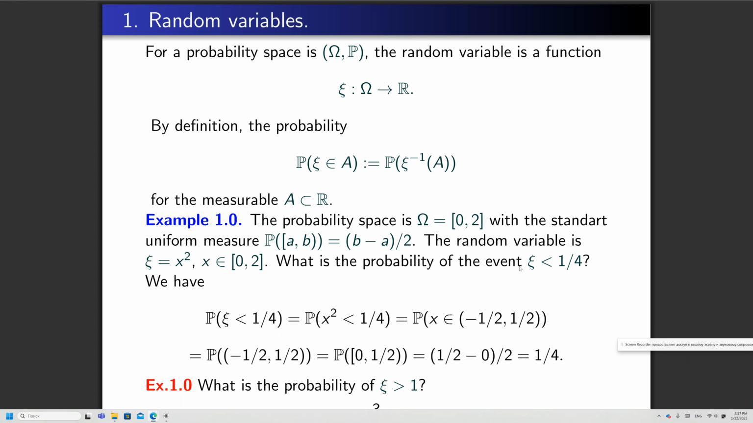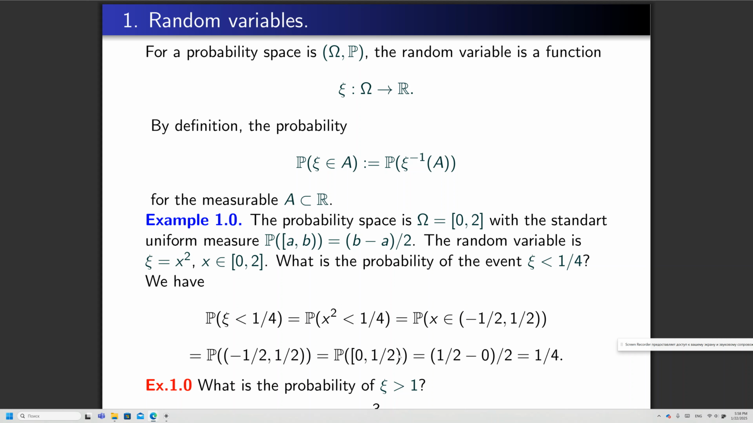What is the probability of the event xi less than 1 over 4? We have that the probability of this event is equal to the probability of the set x power 2 less than 1 over 4, because xi is exactly x squared. We just substitute x squared instead of xi. Taking the square root of both sides, we obtain that this is the probability of x belongs to the interval from -1 over 2 to 1 over 2.